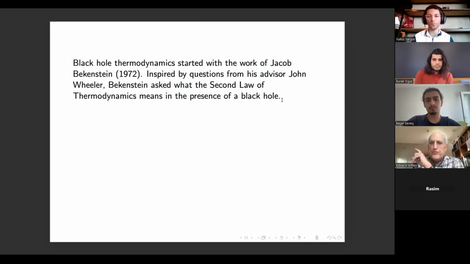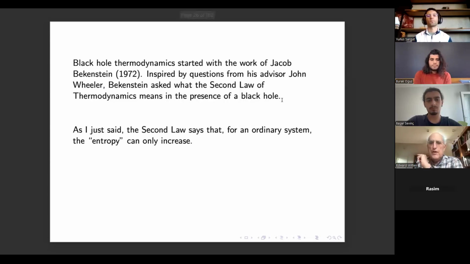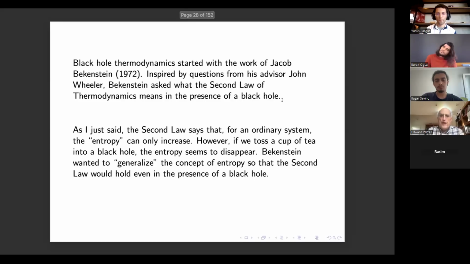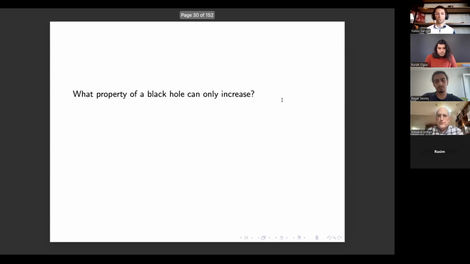Inspired by questions from his advisor, John Wheeler, Bekenstein asked what the second law of thermodynamics means in the presence of a black hole. As I said, the second law says that for an ordinary system, the entropy can only increase. But if we toss a cup of tea into a black hole, the entropy seems to disappear. Bekenstein wanted to generalize the concept of entropy so the second law would hold even in the presence of a black hole. For this, he wanted to assign an entropy to the black hole.